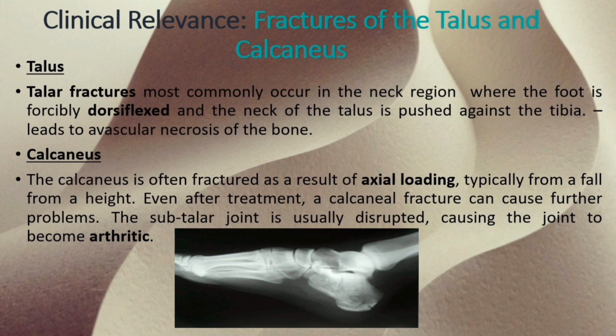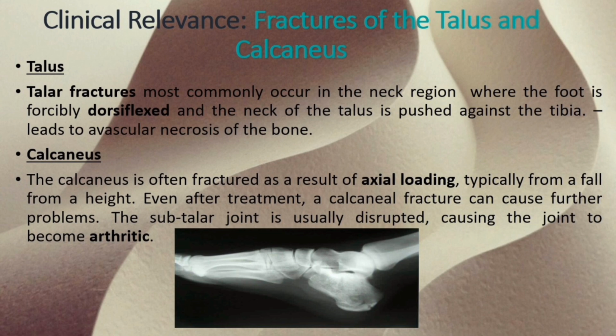Talus. Talar fractures most commonly occur in the neck region, 50%, but can also occur in the body or lateral process. Fractures of the talar head are the least common. Talar neck fractures are typically high-energy injuries where the foot is forcibly dorsiflexed and the neck of the talus is pushed against the tibia. In this type of fracture, the blood supply to the talus may be disturbed, leading to avascular necrosis of the bone. Fractures of the talar body usually occur from jumping from a height.